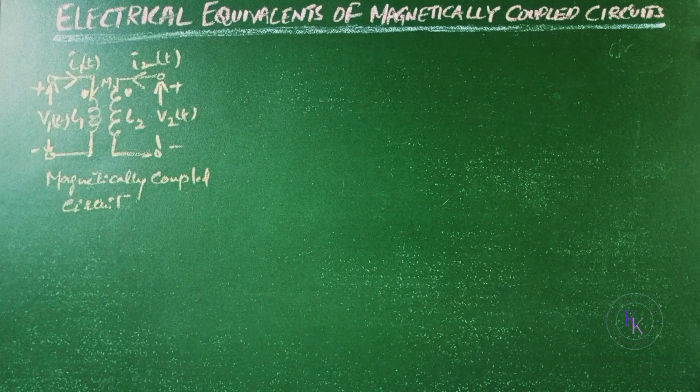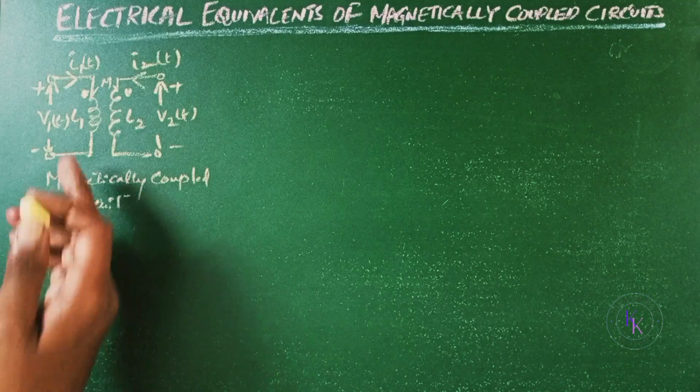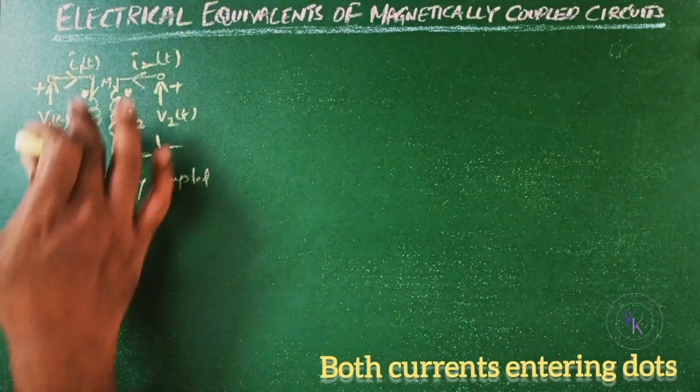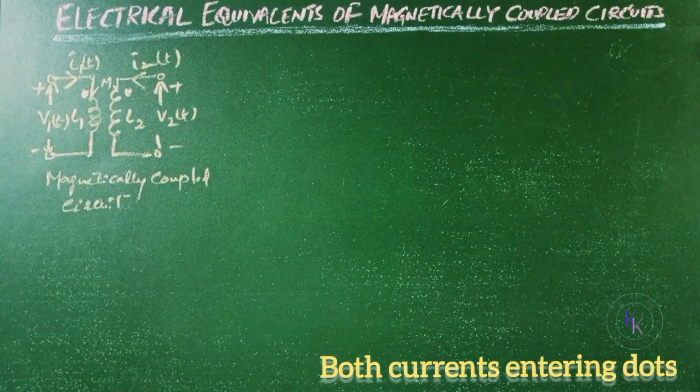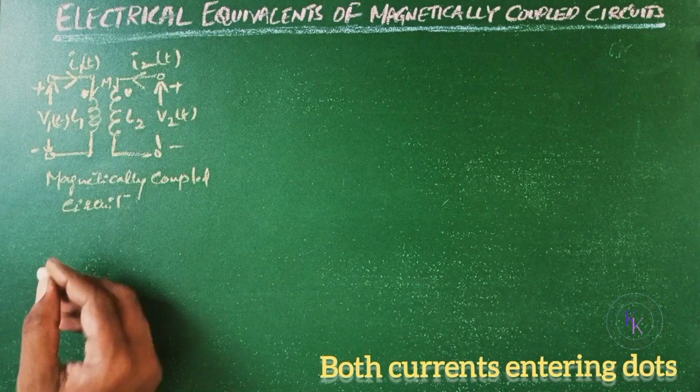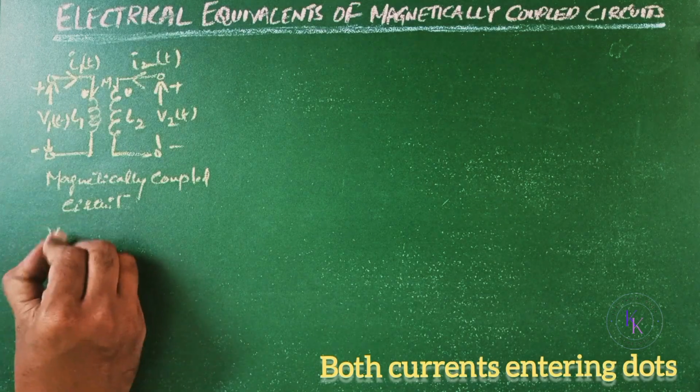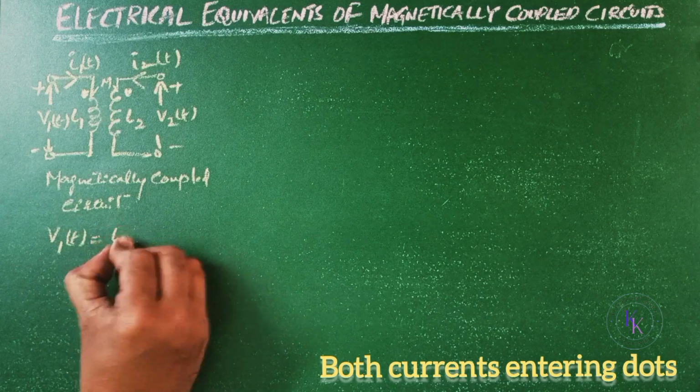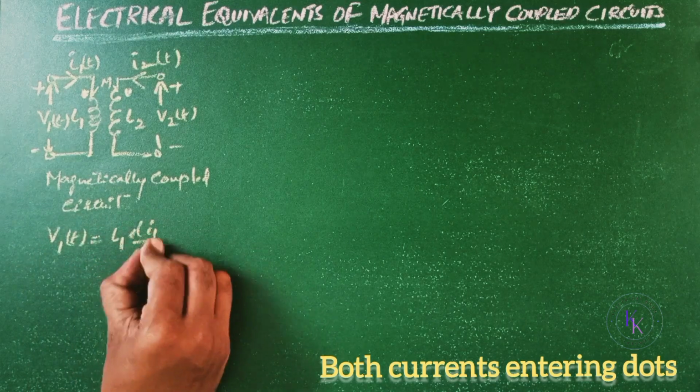Our next topic, electrical equivalence of magnetically coupled circuits. Let us consider a magnetically coupled circuit as shown here with the two currents I1 and I2 entering at the dots. Let us write loop equations. By applying KVL, we'll get V1 of t equals L1 di1 by dt.